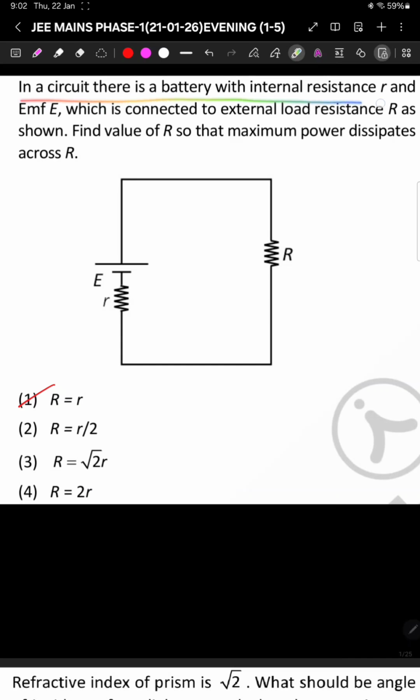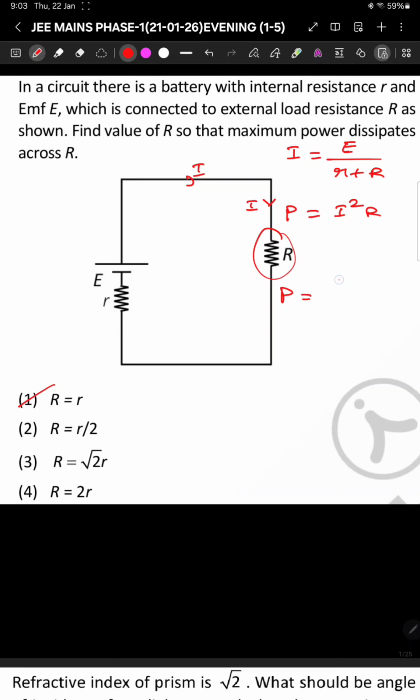In a circuit there is a battery with EMF E and internal resistance small r, with an external load resistance capital R given. The value of R so that power becomes maximum, he was asking. In this closed loop, the current is I equal to total EMF by total resistance, E by r plus R. Here I want power. Power across the resistor will be P equal to I square R, where I is the current passing through it. So power becomes P equal to E square by (r plus R) whole square, into capital R.